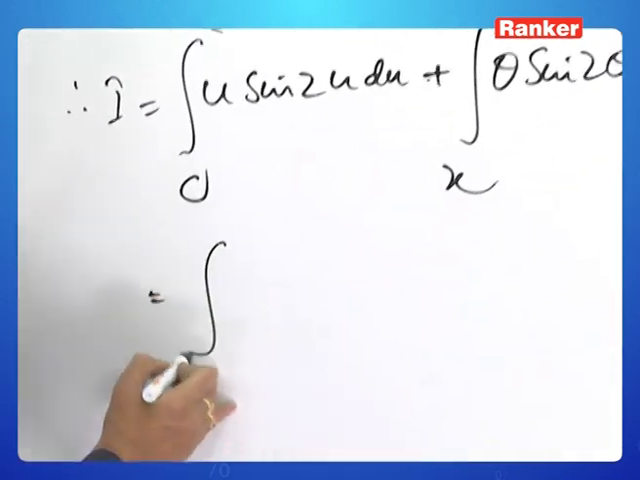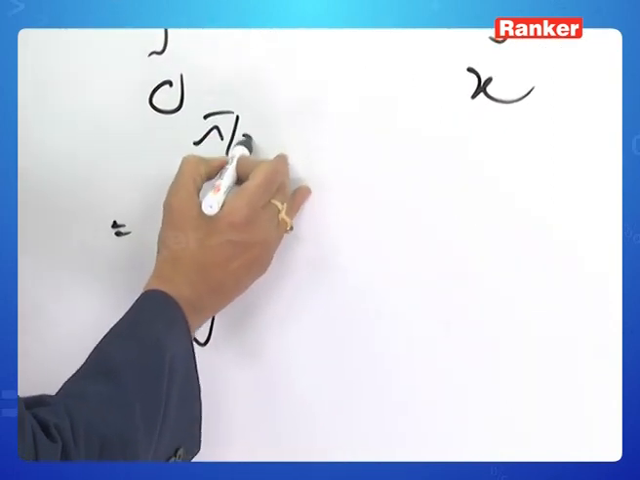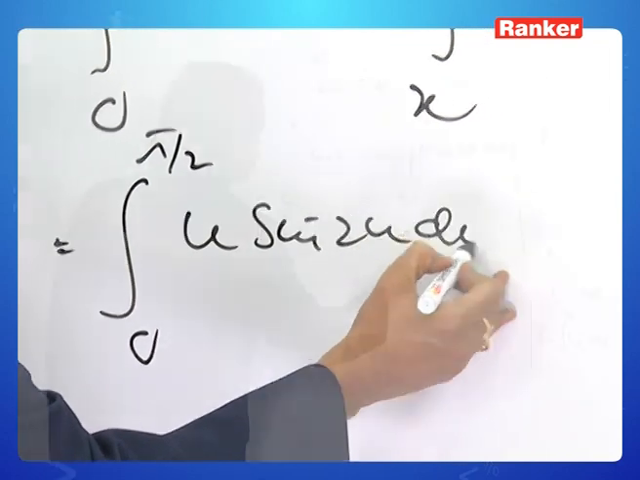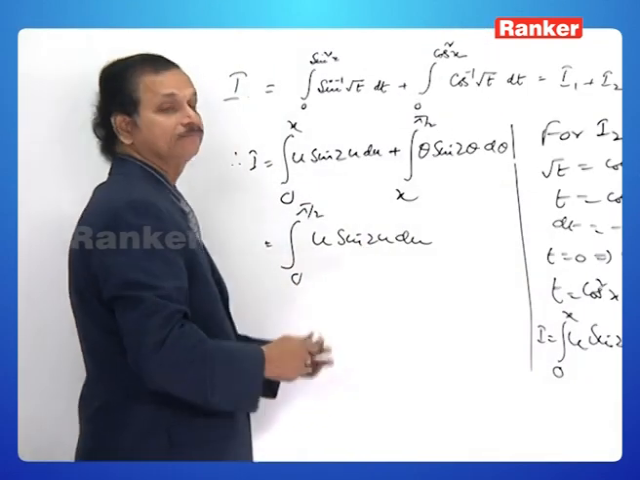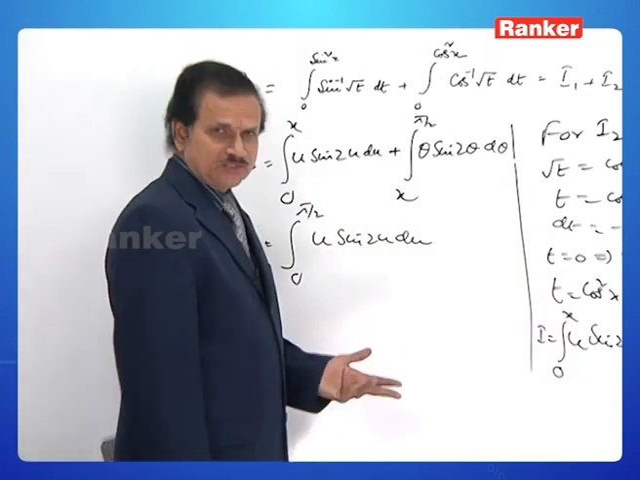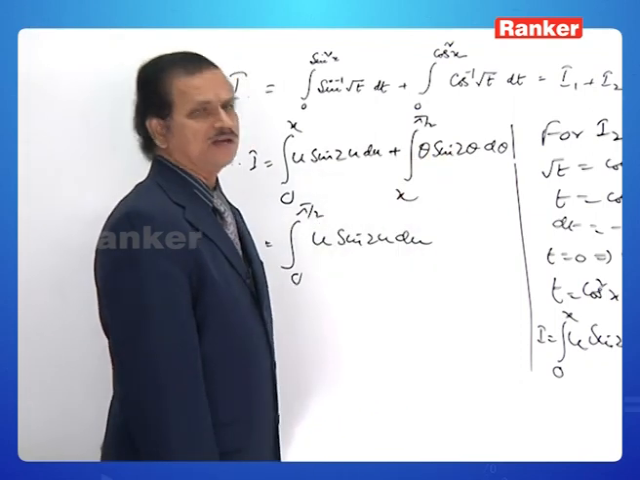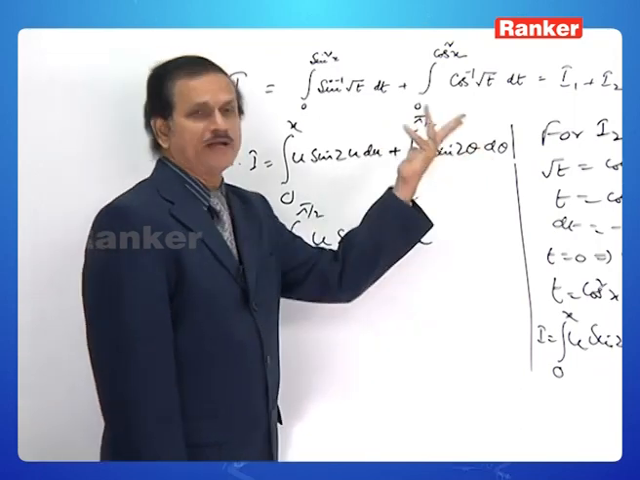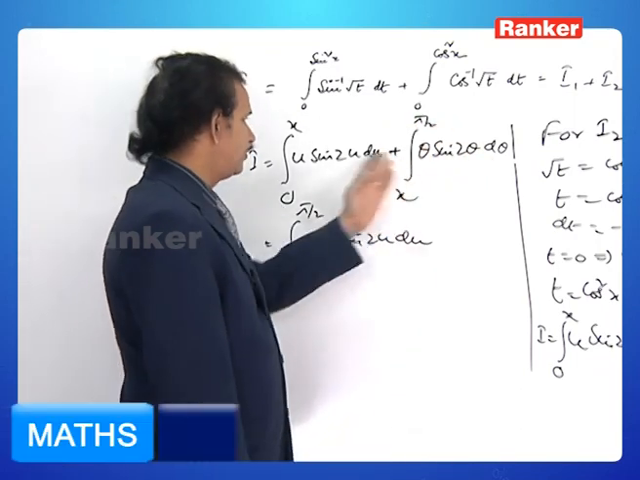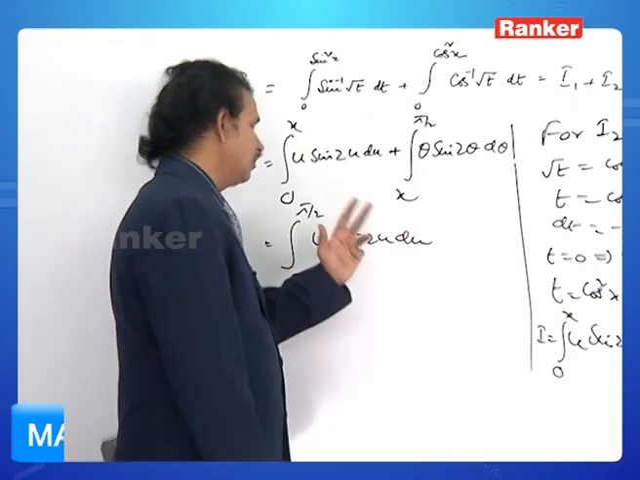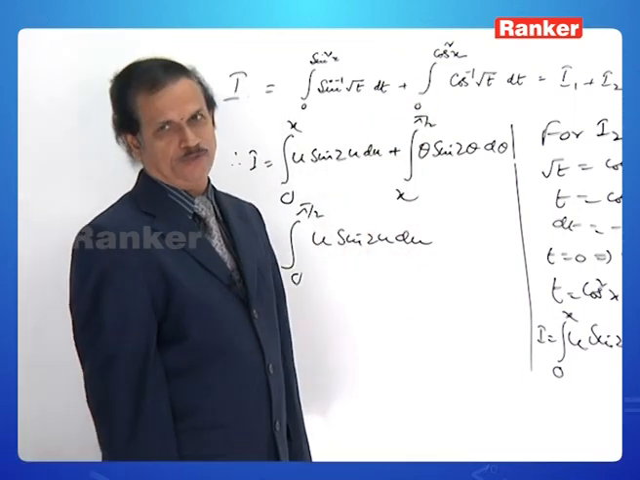Hence, this is integral 0 to pi by 2 u sin 2u du. You can write like it. Why? Because instead of theta to theta sin 2 theta d theta, why can't you write x to pi by 2 u sin 2u du? U sin 2u, u sin 2u. One is 0 to x, another is x to pi by 2. Total 0 to pi by 2 u sin 2u du.